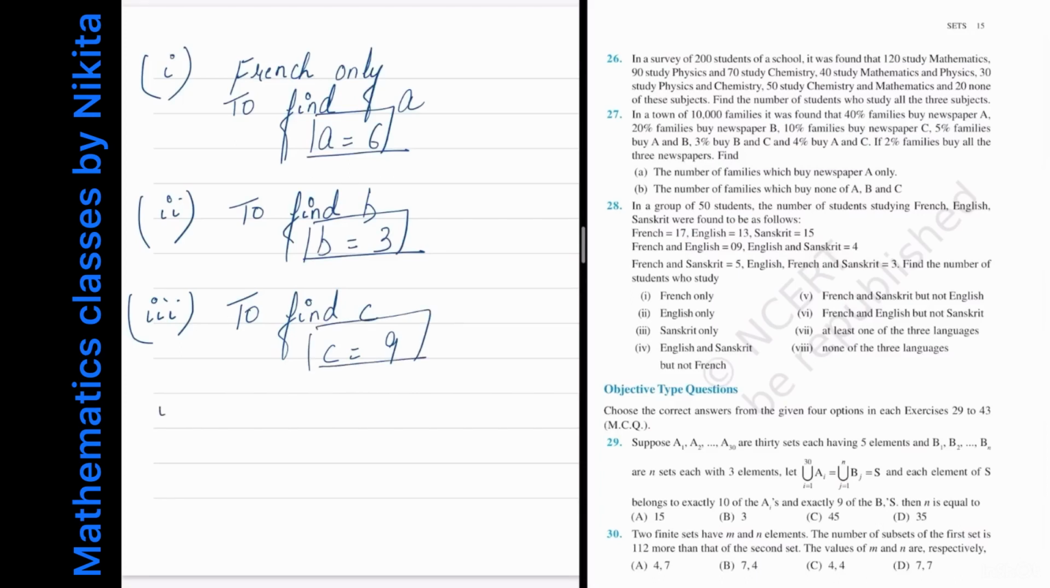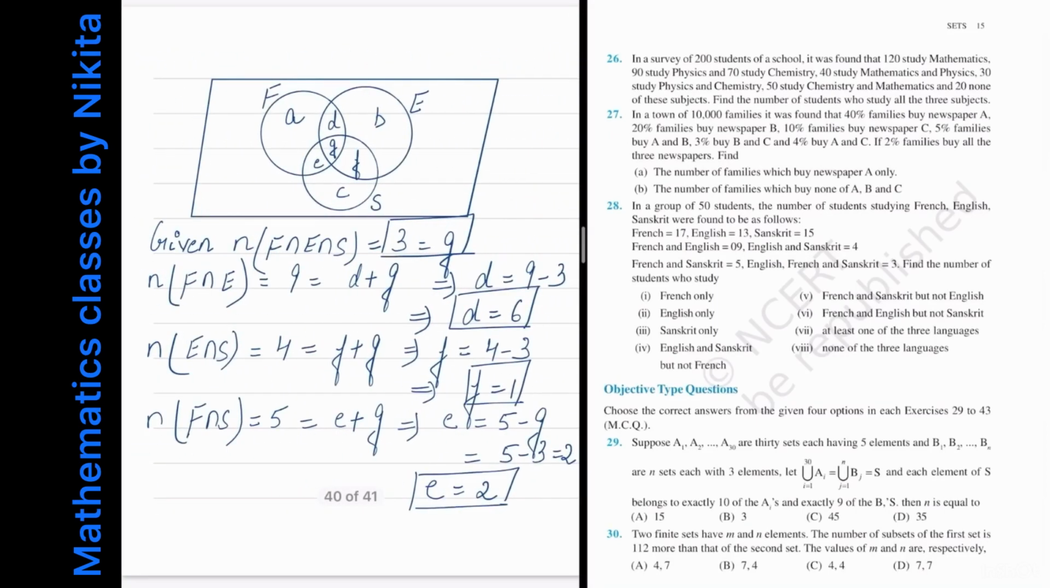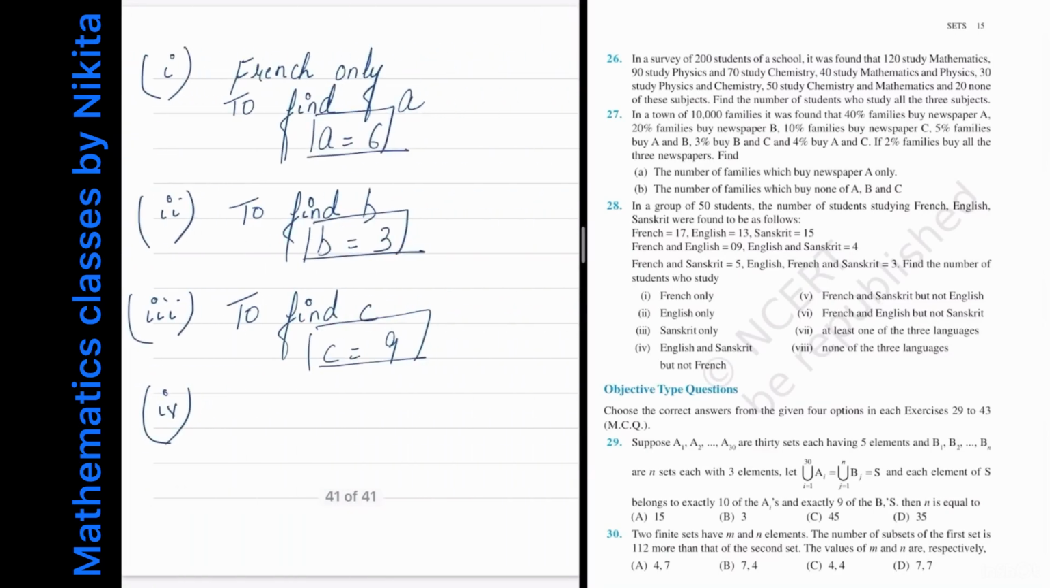Now fourth part क्या कह रहा है? फोर्थ पार्ट कह रहा है इंग्लिश एंड संस्कृत बट नॉट फ्रेंच. सो इंग्लिश और संस्कृत का अगर इंटरसेक्शन देखें तो ये आ रहा है, बट नॉट फ्रेंच, तो जी को आपको हटाना पड़ेगा. सो दैट मीन्स यू हैव टू फाइंड एफ, एंड एफ इज इक्वल टू 1. So the answer is 1. So first I will write that in this we have to find f, and f is equal to 1.